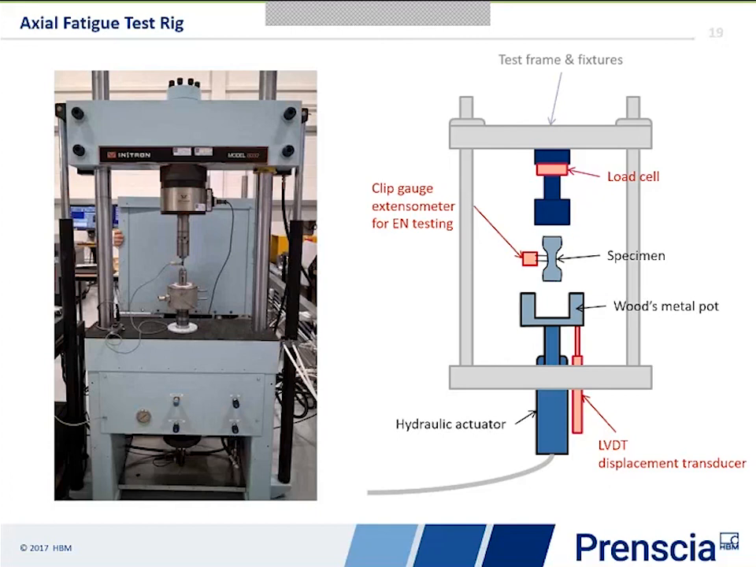So on this particular rig, what you're seeing here is what we call a Woods metal pot. So Woods metal is a low melting point metal, very similar to solder. What we do is we heat it up, it melts, we can then lower the specimen in there on its clamps, and then we can pass water through it to solidify it. And that allows us, in this case, to get a perfect alignment. So when we pass load through it, then there's no eccentricity. There are other types of grips as well that you'll see, but for this one, we're using Woods metal.